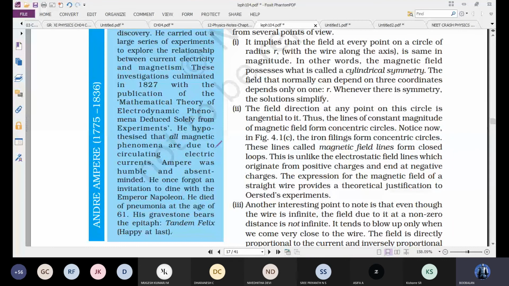After that we discussed the magnetic field at the axis of a circular current loop. The final formula: B equal to mu naught N I a square divided by 2 into R square plus a square whole power 3 by 2. Magnetic field at the center of a circular current loop, B equal to mu naught divided by 2R. Next, Ampere circuital law. Closed integral B dot dl equal to mu naught I.